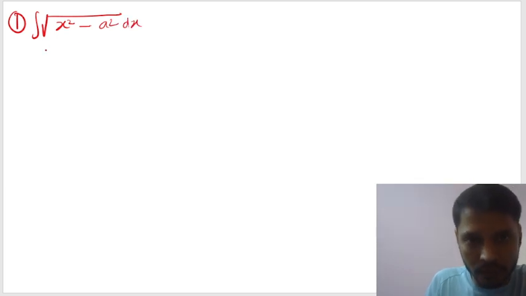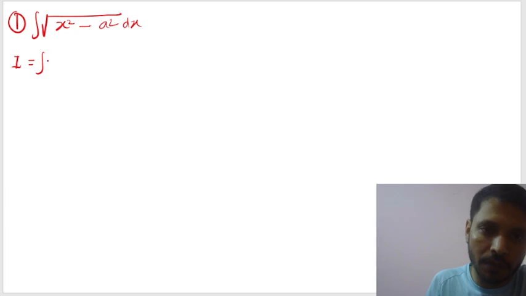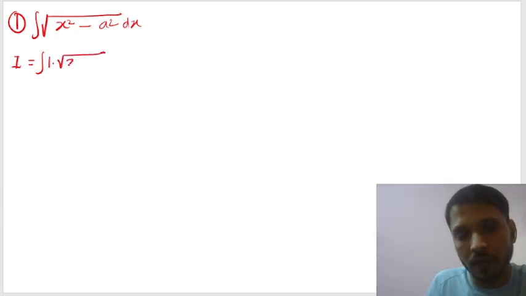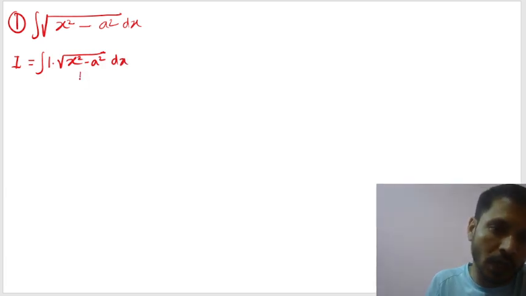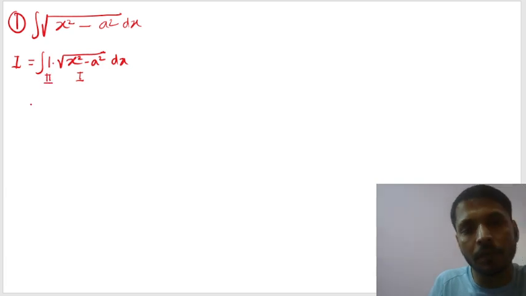How can we simplify it? So here we are going to apply integration by parts. I am saying this is I. For applying by parts we need two functions, but there is only one function, so I am multiplying with one. So it will become under root of x square minus a square into 1 dx. Right? Now there are two functions. I am going to consider this as the first function and this one as the second function. Now we can apply by parts.